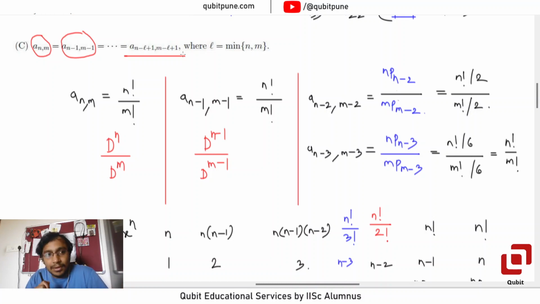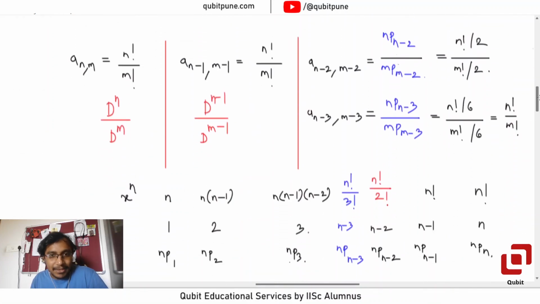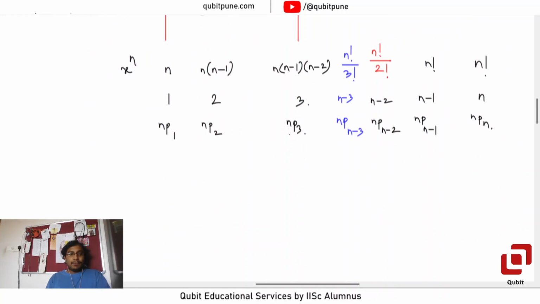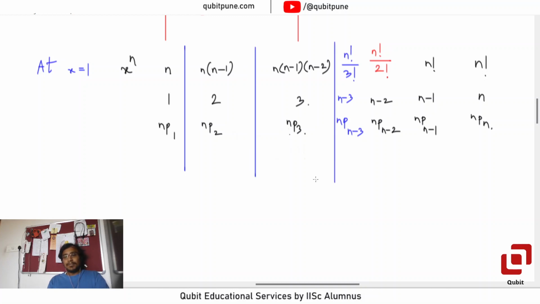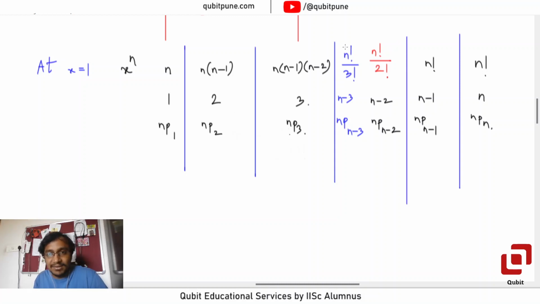Now, I should have told you right at the beginning of the differentiation that when you differentiate it first time and put x equal to 1, first derivative is n, second derivative is n minus 1, and third derivative is n into n minus 1 into n minus 2. Have you understood that? And nth derivative is n factorial, but n minus 1th derivative is also n factorial. It's actually n factorial into 1, so that doesn't count.